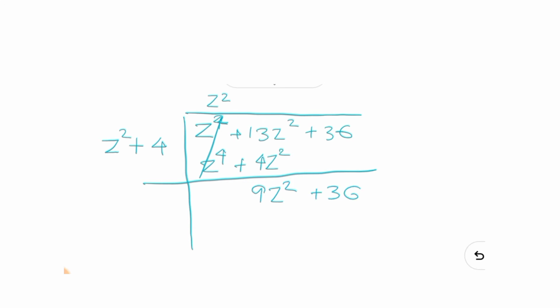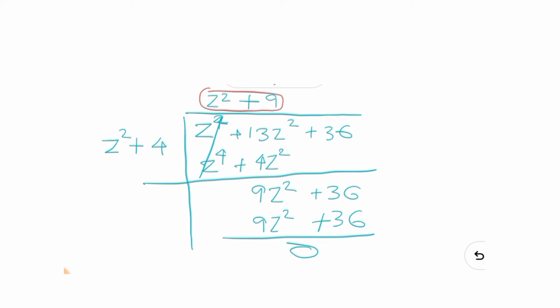Now add 9, so that we get 9 into z square is 9z squared plus 9 multiplied by 4 is 36, so that we get the remainder 0, and the quotient is z squared plus 9.